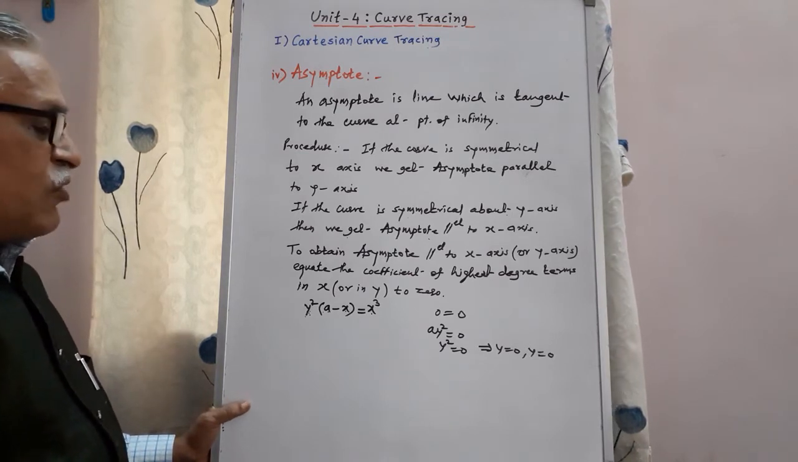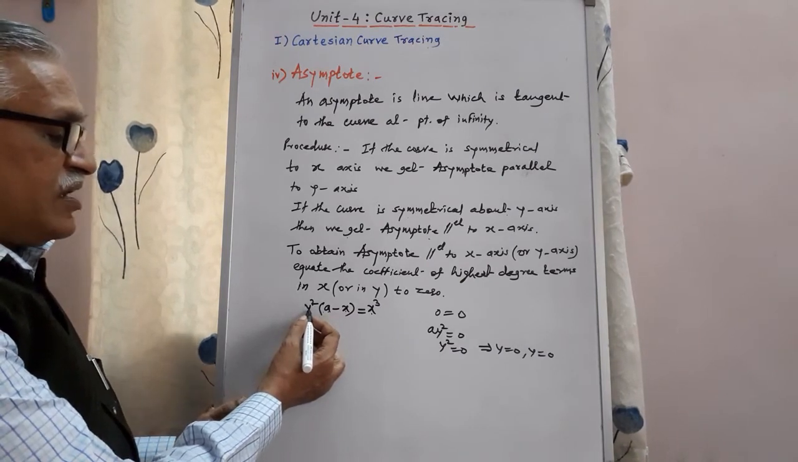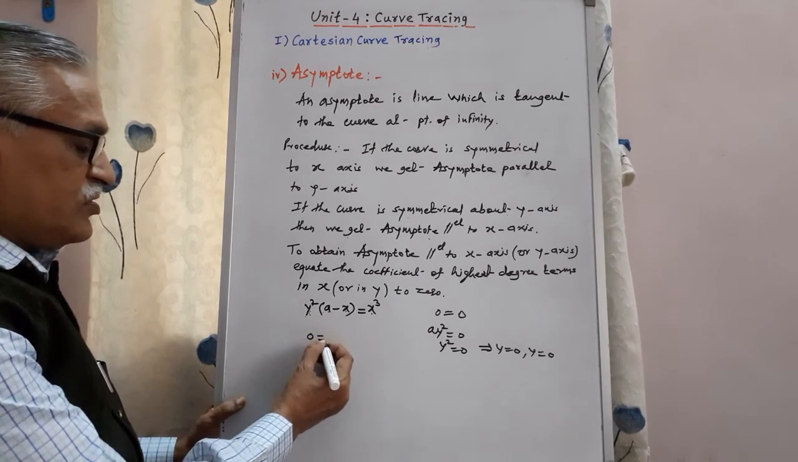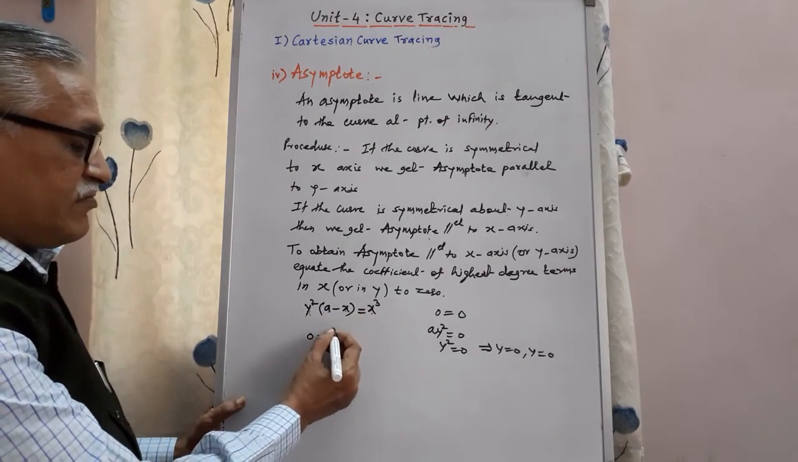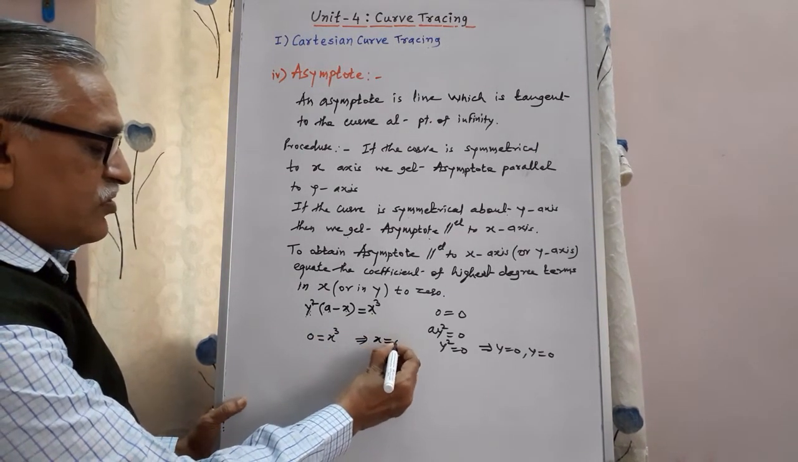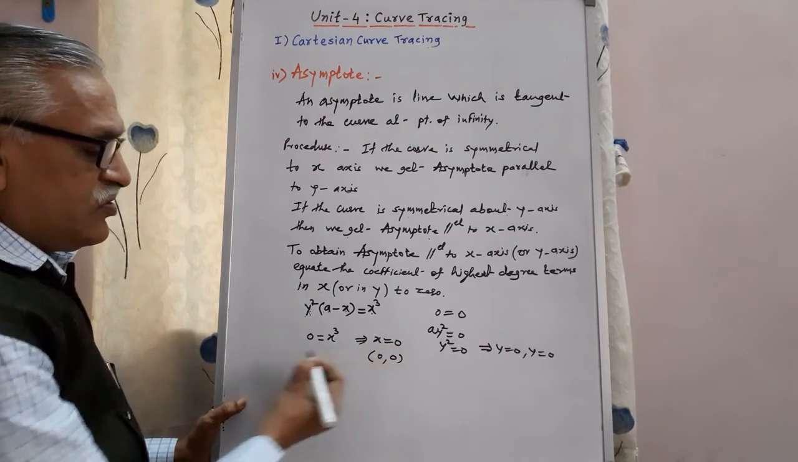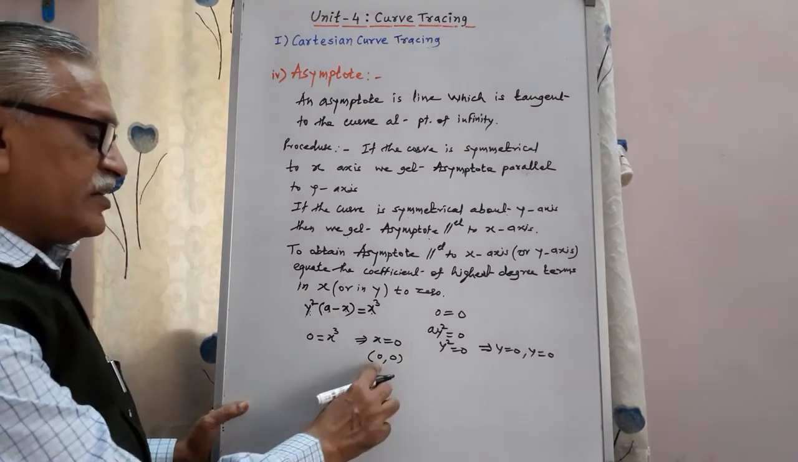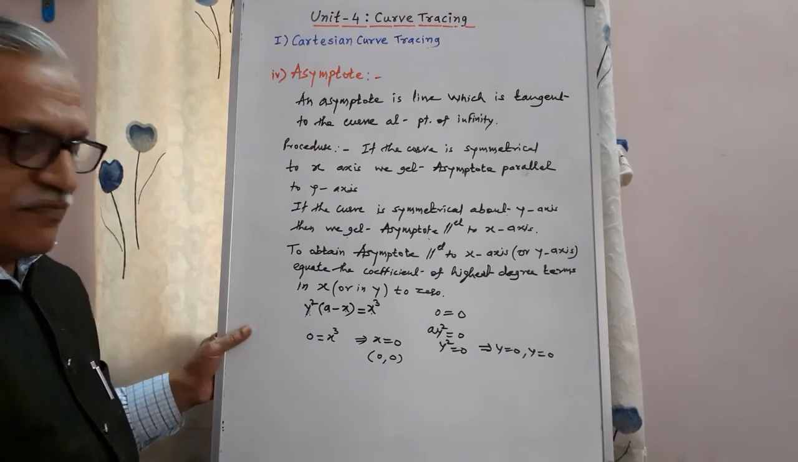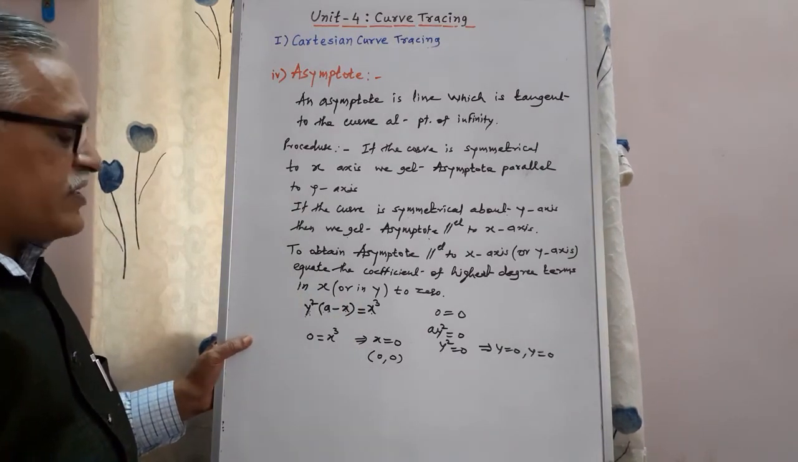Then the third point, points of intersection. Put y equals to 0 in this equation. Therefore, if we put y equals to 0, we get 0 equals to x cube. It implies x equals to 0. That gives the point of intersection as x equals 0 when y equals 0. Only one point of intersection, that is the origin. Therefore, no need to perform shifting of origin. So the first 3 points I have completed.